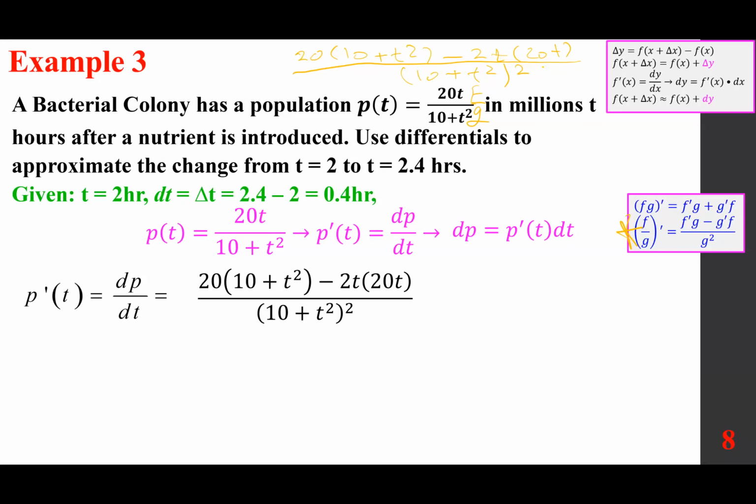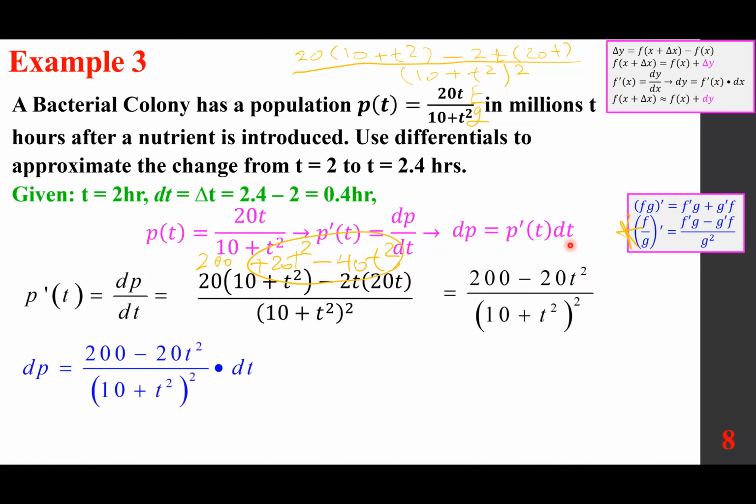We are going to simplify the numerator. This is 200 plus 20t squared minus 40t squared. These two combine to negative 20t squared. And dP is the same thing times dt. Replace the t with 2 and dt with 0.4, everybody.